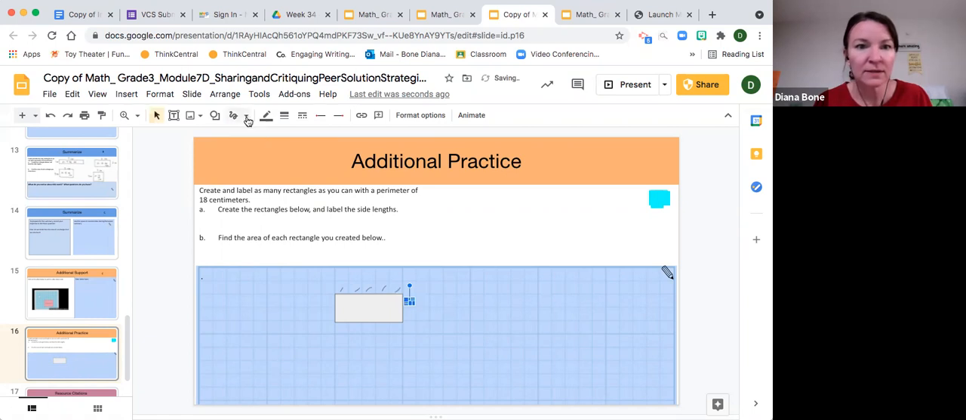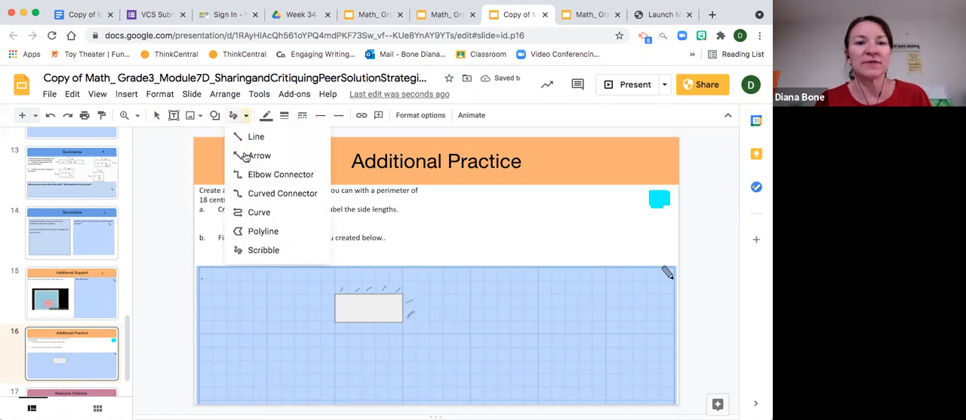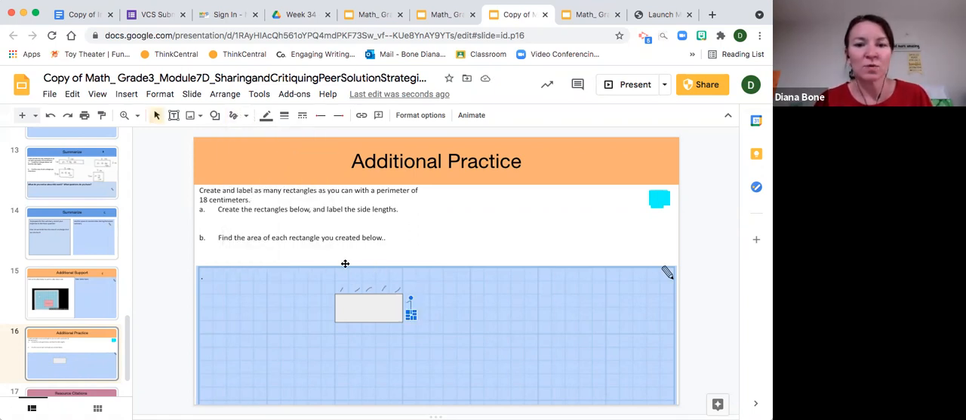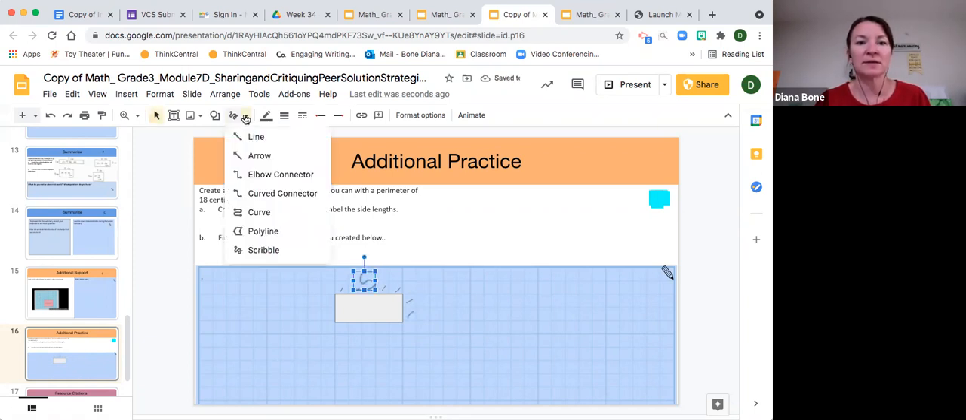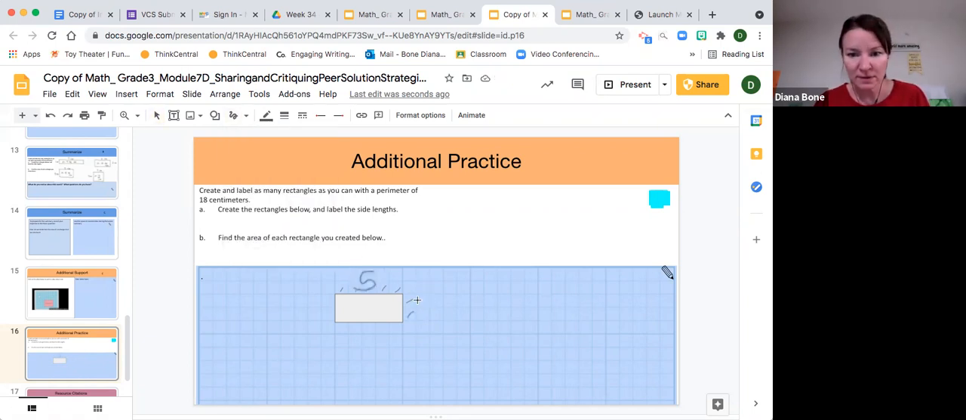1 and 2. So let's label those and see if that works. So one of my sides is 5. The other side is 2.